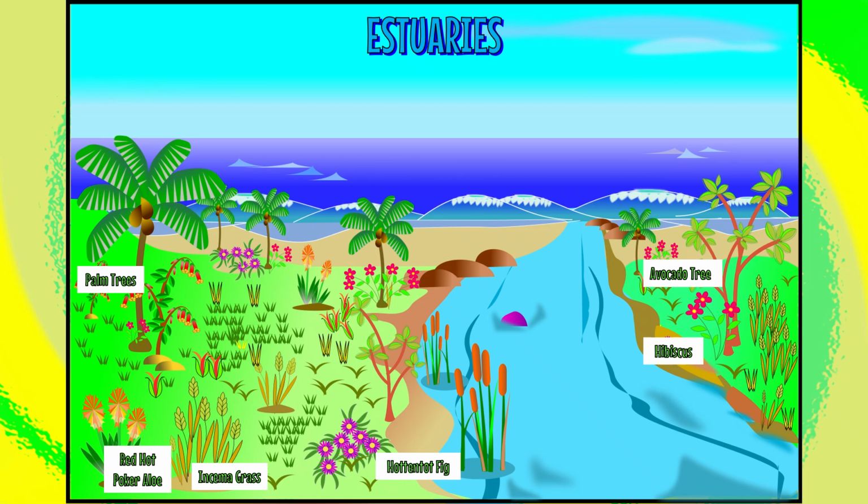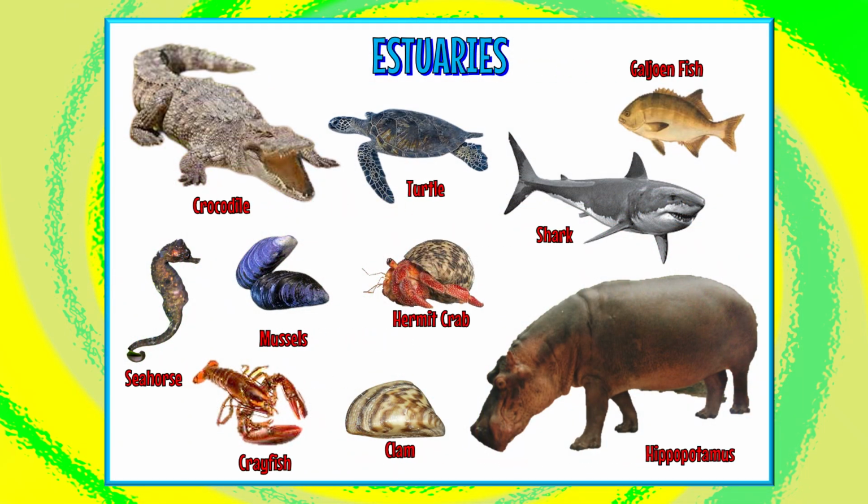What have you found out about the animals, Boo Boo? Sharks, crocodiles, turtles, galloon fish, mussels, hermit crabs, seahorses, crayfish, clams, and the hippopotamus are parts of the estuary habitat.